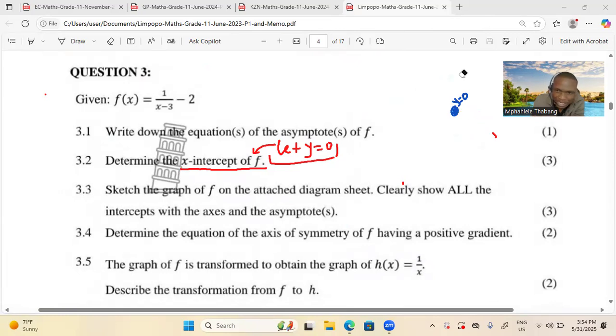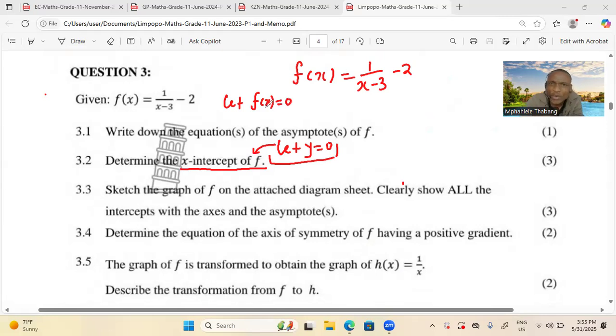Let's find the x-intercept. The first thing that we do, we write the function f of x equals 1 over x minus 3, minus 2. Then we let f of x equal 0. f of x represents y, so we let our y be 0. So we say 0 equals 1 over x minus 3 minus 2. From here, we solve for x.